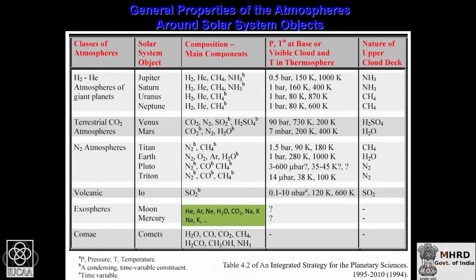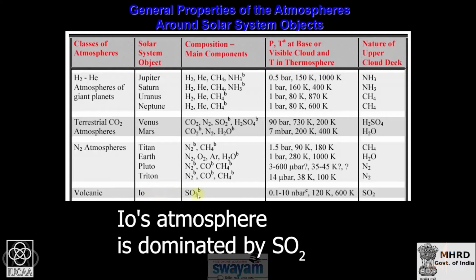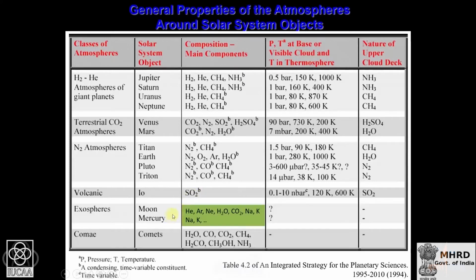If you go to other objects in the solar system, you can say Io, which is a satellite of Jupiter, the most volcanically active body. It has an atmosphere dominated by CO2, and then you can say Moon and Mercury, which do not have a significant atmosphere, but they have much lower densities in the atmosphere, which we call exosphere. And then we have comets, which are essentially watery bodies, and therefore H2O is the dominant atmospheric composition. But in addition to this, they have CO2, CO, methane and a host of many other species.